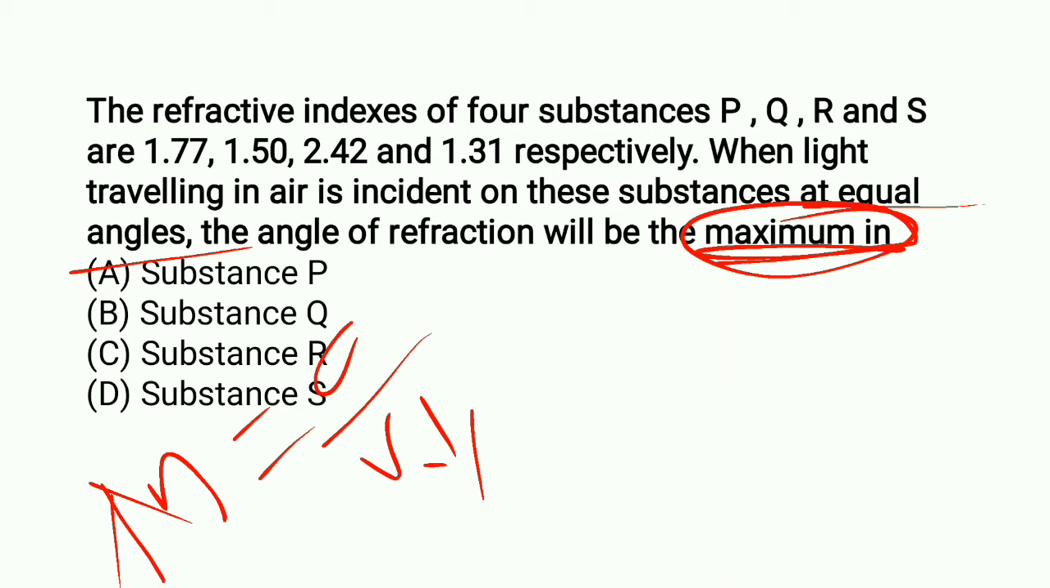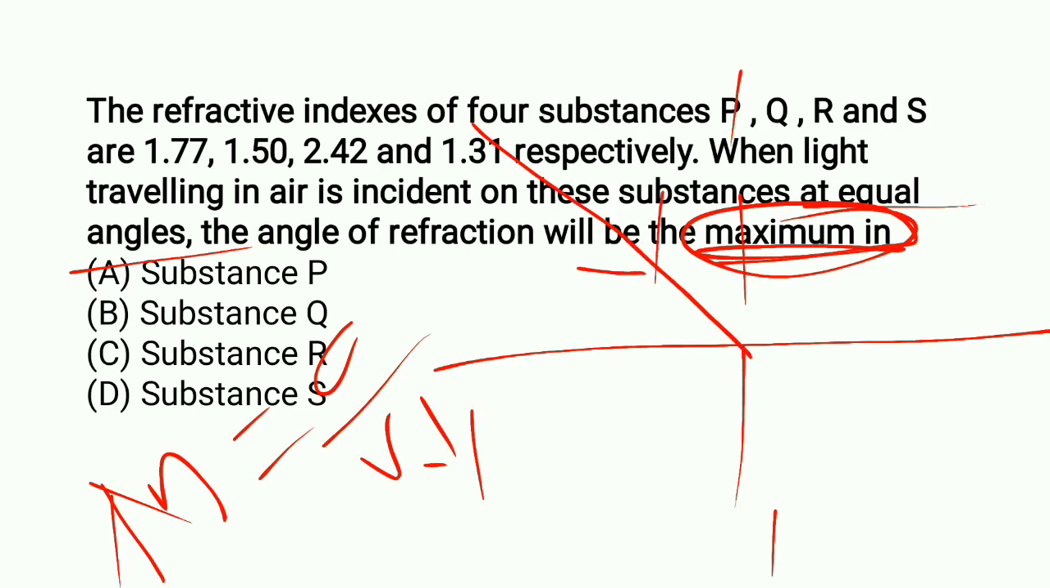So here we want the answer. Let us understand with the diagram. This is the incident ray. This is the actual path of the ray of light, and the angle of refraction is maximum. So it means it is bending away from the normal.